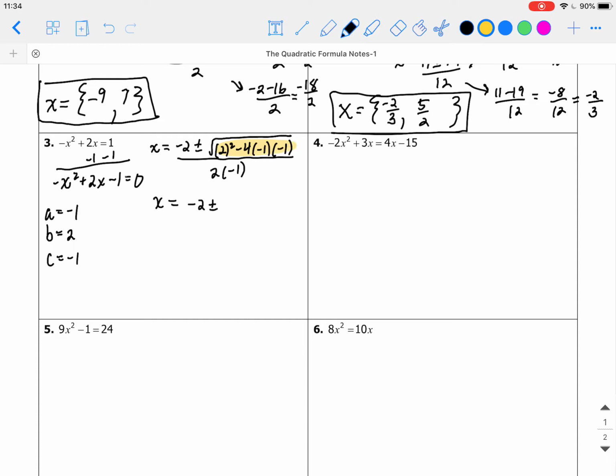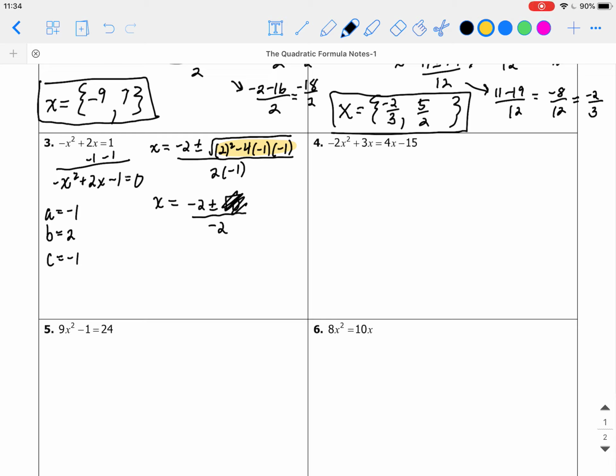Nice. This is actually going to give me 0. So I'm left with the square root of 0 all over, and 2 times negative 1 will give me a negative 2. So what is the square root of 0? That's 0. I don't even need to worry about this anymore.